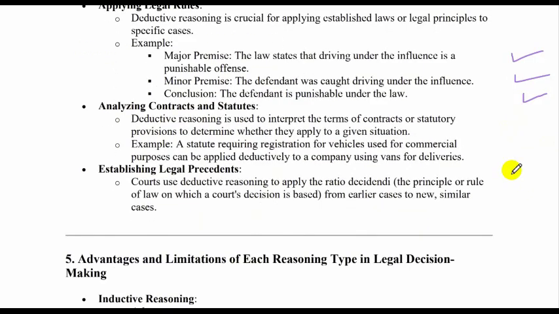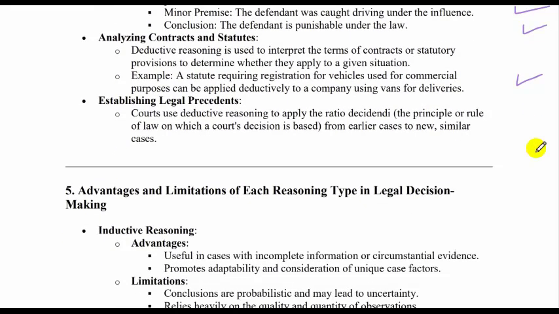Analyzing contracts and statutes. Deductive reasoning is used to interpret the terms of contracts or statutory provisions to determine whether they apply to a given situation. Example, a statute requiring registration for vehicles used for commercial purposes can be applied deductively to a company using vans for deliveries. So there is no thinking here. Everything is fact based. So there are laws, they need to be applied, and then it is applicable to everyone.